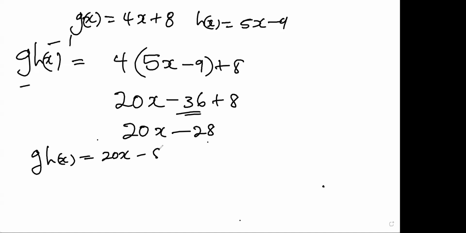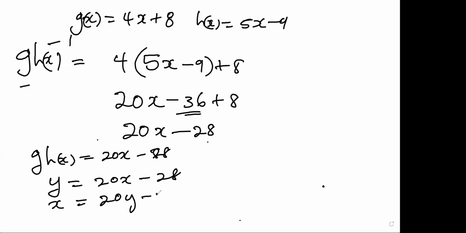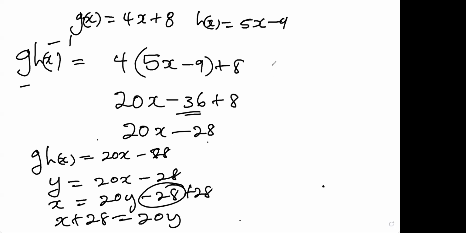So I would find the inverse of this. So y equals 20x minus 28. Interchange x for y and y for x. Solve for y now. Plus 28, which is the opposite. Anything you do to one side, you do to the next side. Final step, x plus 28. Because these are times, we divide by 20.